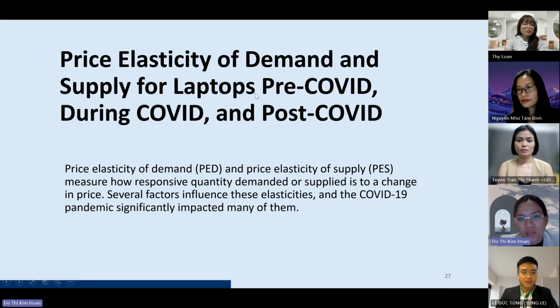Price elasticity of demand and price elasticity of supply serve as measures of how responsive quantity demanded or supplied is to a change in price. Several factors influence the elasticity, and the COVID-19 pandemic significantly impacted many of them.